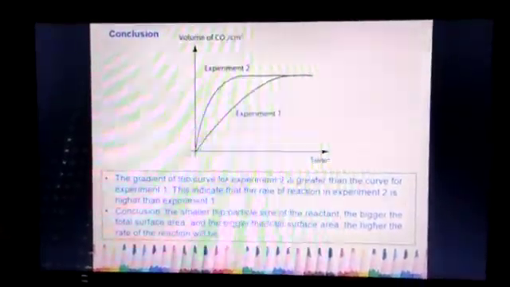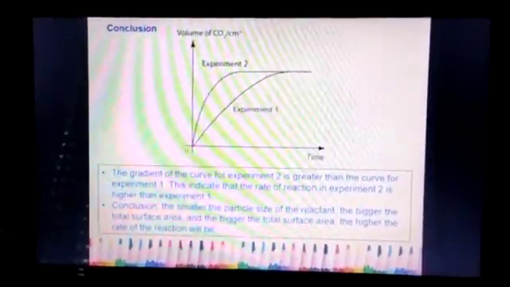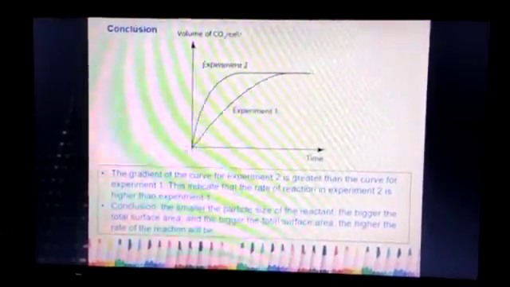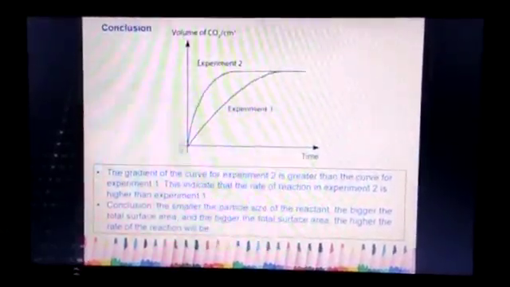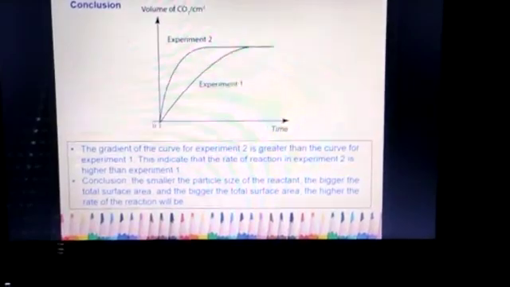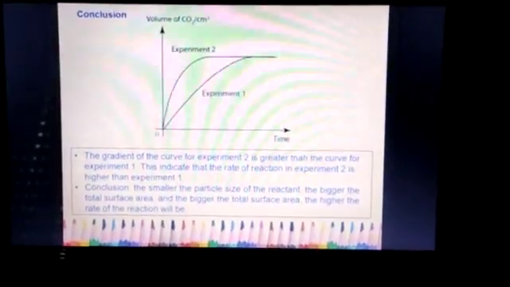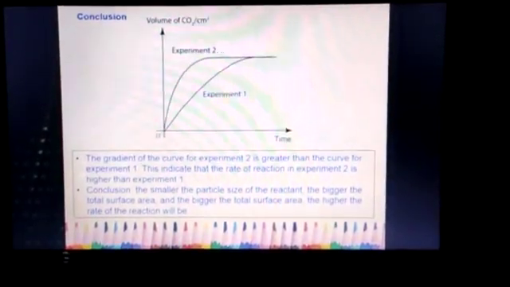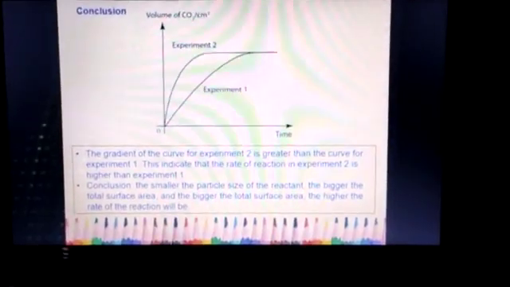So, we have a comparison. Here is the graph of volume of carbon dioxide in cm³ against time, for experiment 1 and experiment 2. The gradient of the curve of experiment 2 is greater than the curve of experiment 1. This indicates that the rate of reaction in experiment 2 is much higher than in experiment 1.